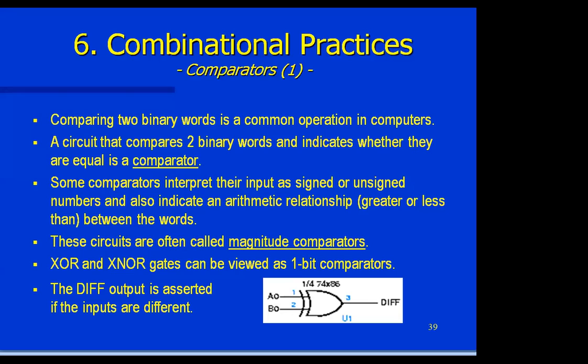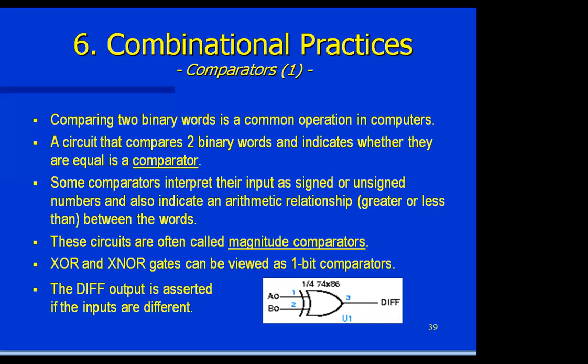Comparator. What do you mean by comparator? If you want to compare any two numbers, we will perform subtraction. When we want to compare two numbers, we make the subtraction of two numbers, A minus B. When you perform the A minus B operation, the result can be A greater than B, A equal to B, or A less than B.